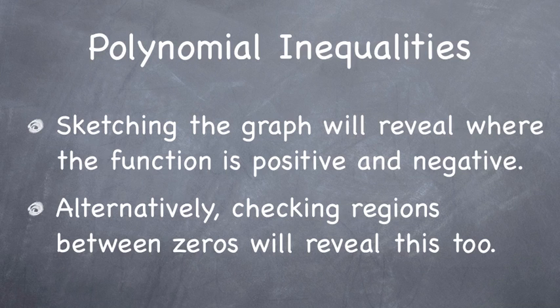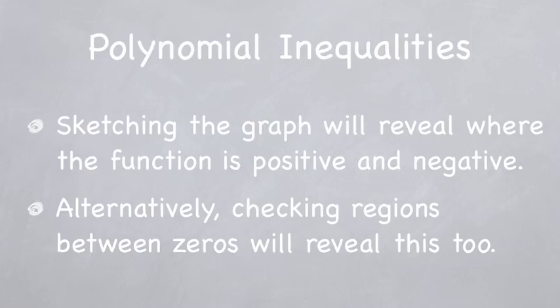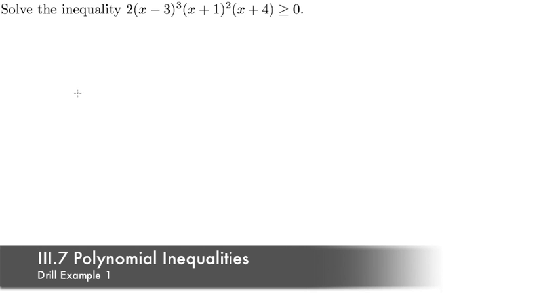Or you can manually check within each interval. Will I get a positive value here or will I get a negative value here? Either method works just fine. We'll take a look at a couple examples where we see both approaches in action. All right, so let's take a look at this one. Let's solve this first by looking at the graph.